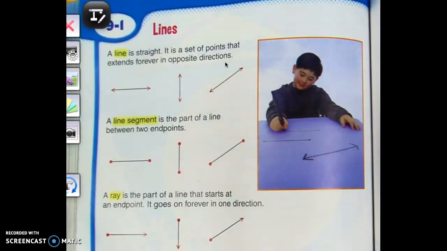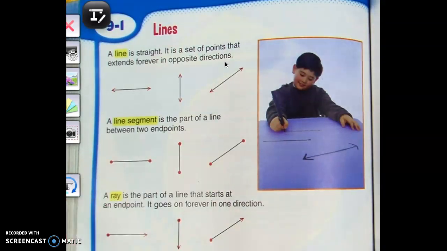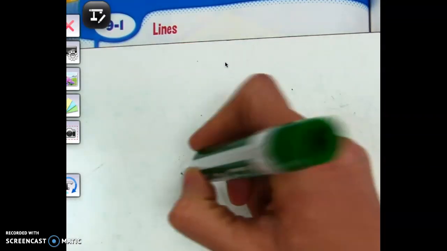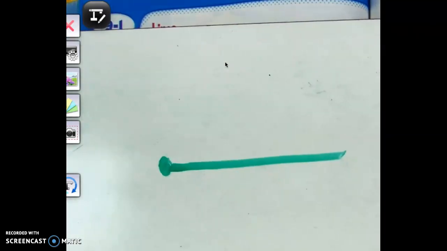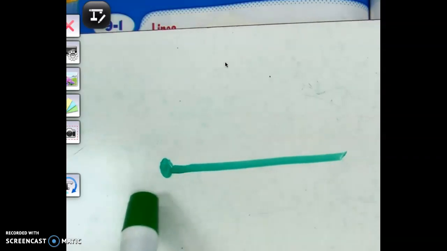So you can say a line segment is part of a line between two endpoints. Okay, so let's do a little review here. Is this a line segment? Part of a line between two endpoints. This one only has one endpoint.